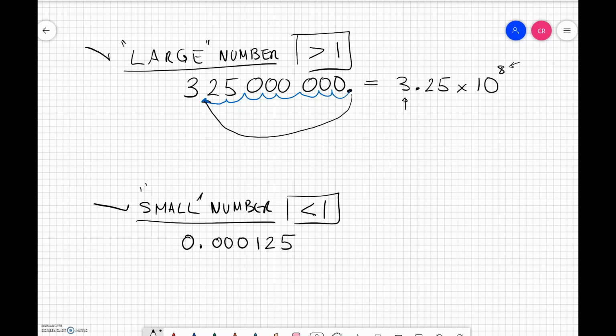Now small numbers. Again, our aim: the decimal point is really here, and we want it to go right there. So now that would become 1.25 times 10 to some exponent. We count how many places we moved it: 1, 2, 3, 4. But now for small numbers we put a negative exponent, so it's negative 4. So again, for large numbers, we always have positive exponents. For small numbers, which means numbers that are less than 1, we have negative exponents.